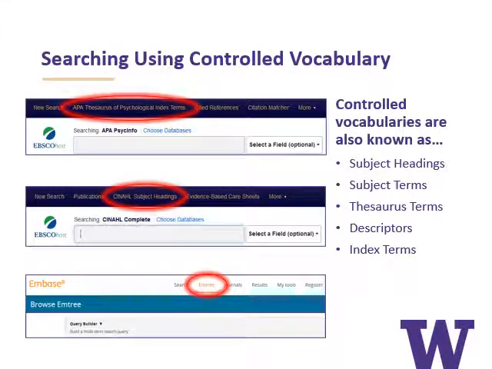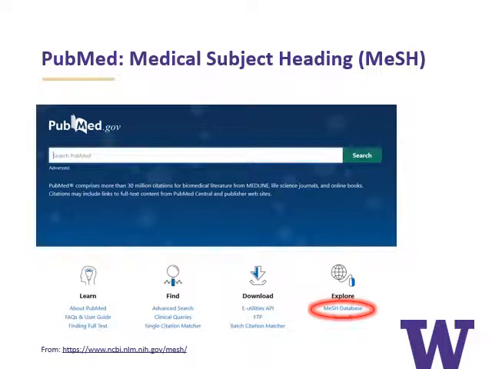Controlled vocabularies may also be called subject headings, subject terms, thesaurus terms, descriptors, or index terms. You can see that PsycInfo, CINAHL, and Embase all refer to their controlled vocabularies using different names. MeSH is a controlled vocabulary that is widely used by health science databases, notably by PubMed. MeSH stands for Medical Subject Headings and is used to organize topics in a logical manner. You can access the MeSH database from PubMed's homepage. The address is listed on this slide.